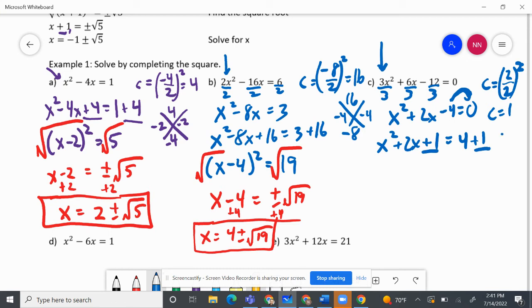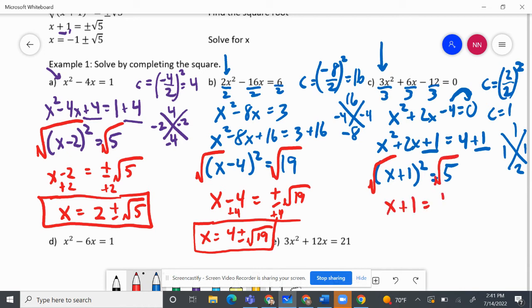Next step is we are going to factor it. Two numbers that multiply together give us 1, add up to 2, would be 1 and 1. So what we have is x plus 1 squared is equal to 5. Then what I'm going to do is get rid of the square. So I take the square root, and I have x plus 1 equals plus or minus the square root of 5. In my very last step, what I'm going to do is subtract the 1. So x is equal to negative 1 plus or minus the square root of 5.